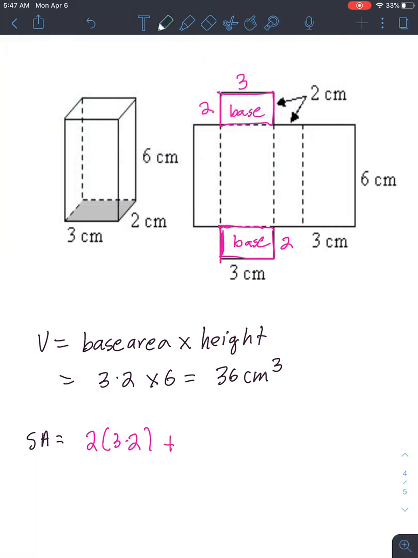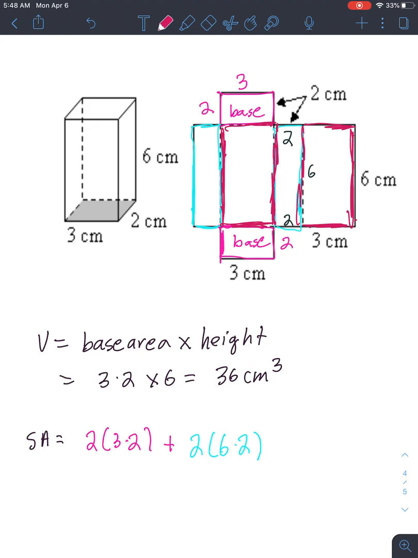Now let's look at our other shapes. So they said that this is 2 also. So this is 2, and we know this is 6. So this skinny one, let's give it a blue color. This one right here. And that's going to be the same as this one right here. So it's 2 times 6 times 2. And then our last one is, do we see that it's 3 times 6? And it's this one right here also.